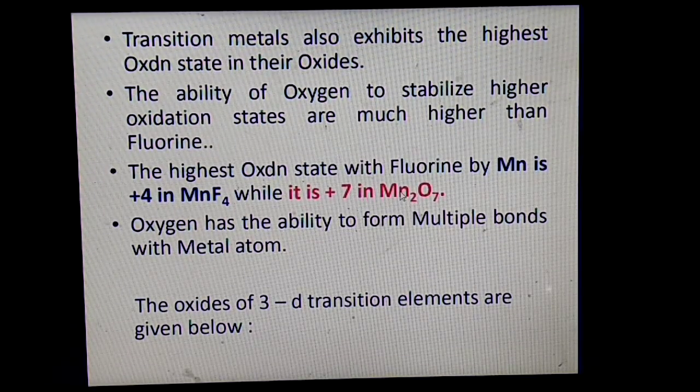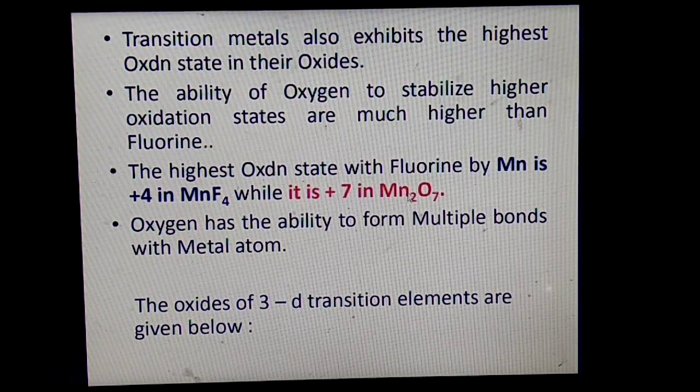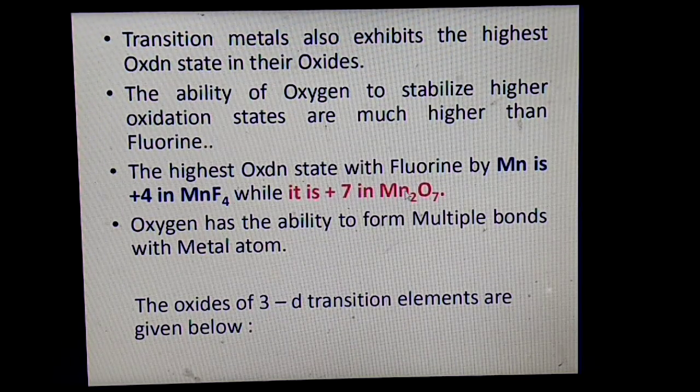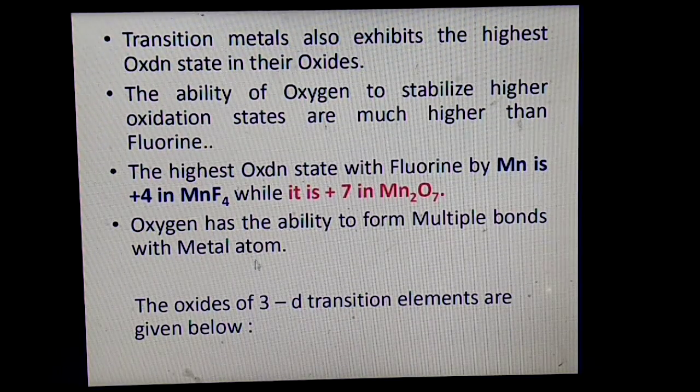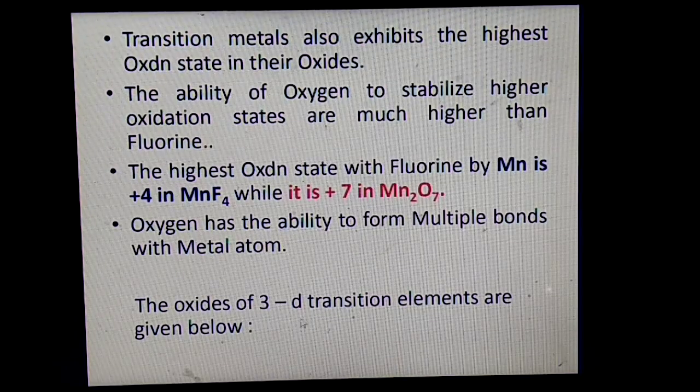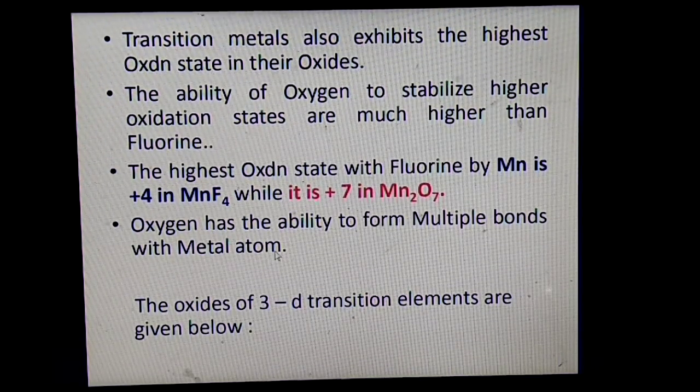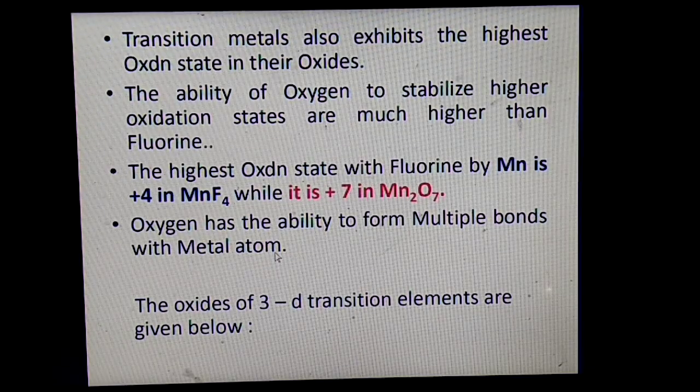Tell me, students. Yes, your answer is right. The right answer is +7. So in Mn2O7, the oxidation state of manganese is +7. Oxygen has the ability to form multiple bonds with metal atoms. Already I have discussed this. The oxides of 3d transition elements are given below. So transition metals also exhibit the highest oxidation state in their oxides.